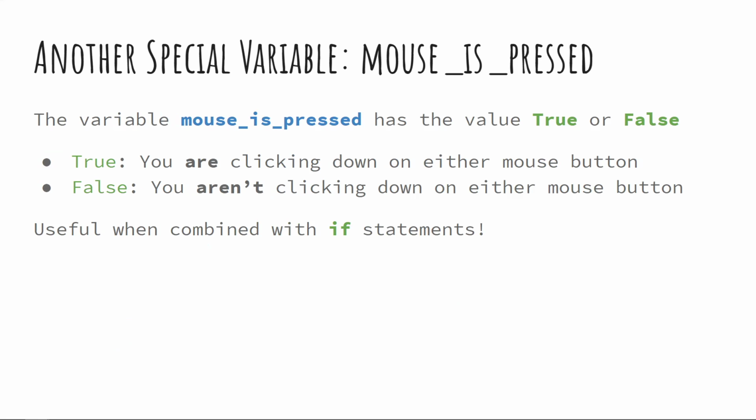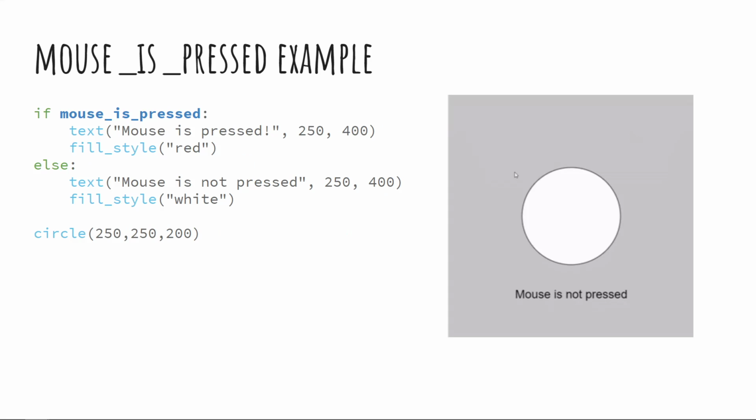Okay, we have another special variable we want to mention at this point. It's mouse_is_pressed, and that's all lowercase with underscores between mouse and is and pressed. This is a Boolean, so it has true or false. True means you are clicking down on either mouse button. False means you aren't clicking down on either mouse button. So you have an example here of how you might be able to use this, which I will again demonstrate.